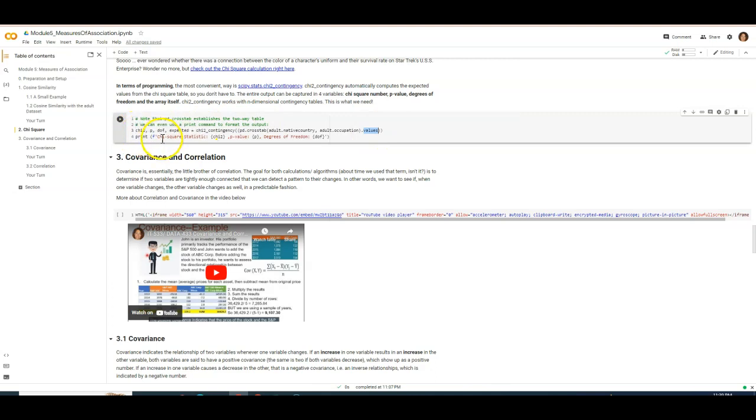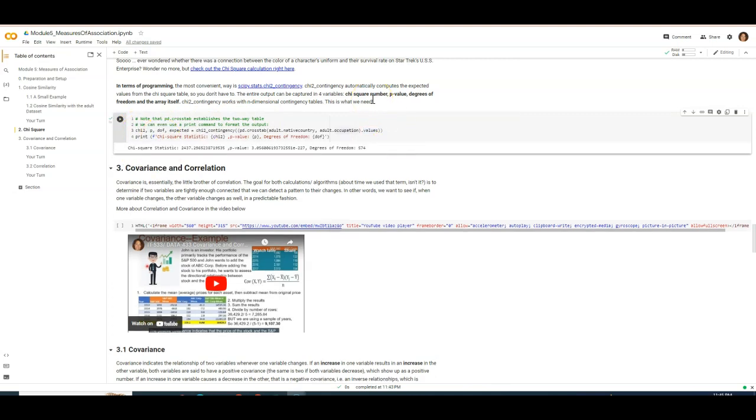Once we've done that, the most elegant way of doing this in Python is to use the chi-square contingency package from SciPy Stats. And the 4 variables that we can capture from chi-square contingency are the chi-square number, the p-value, the degrees of freedom, and we can even capture the expected array, knowing that, yes, these will be all the expected values, so it'll be pretty long.